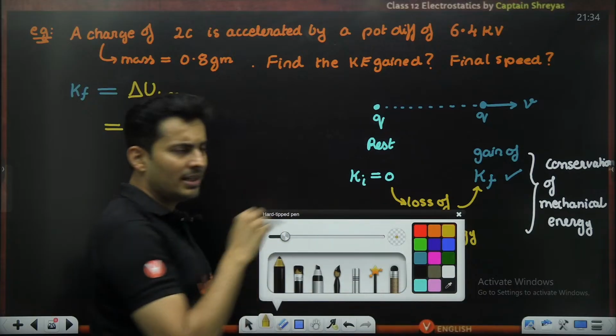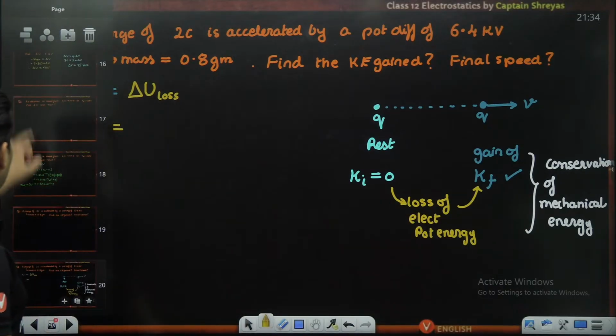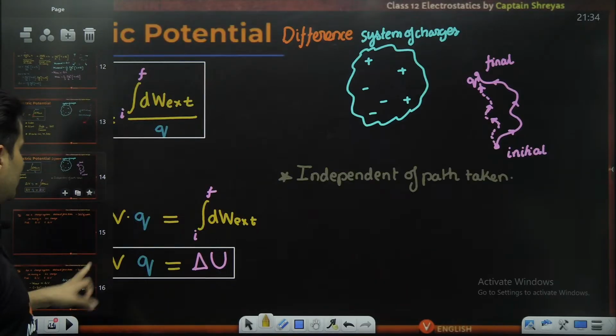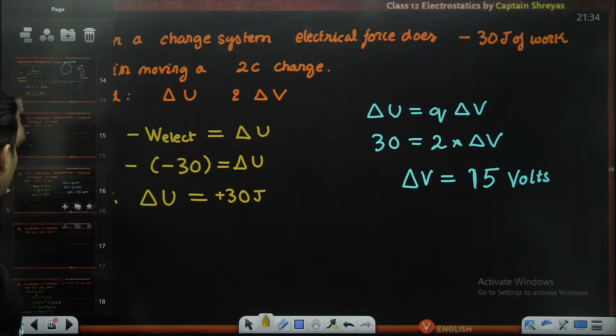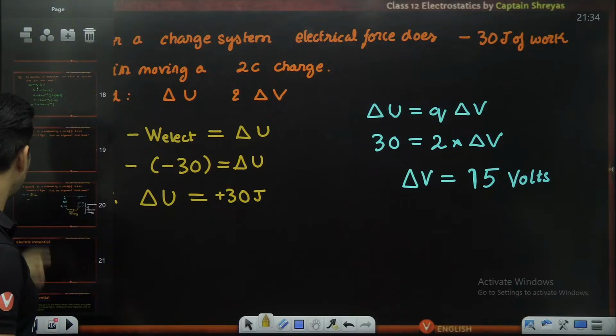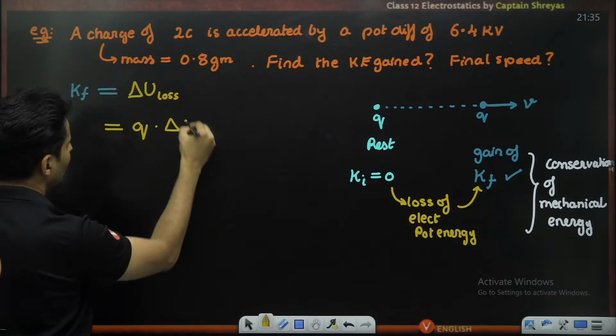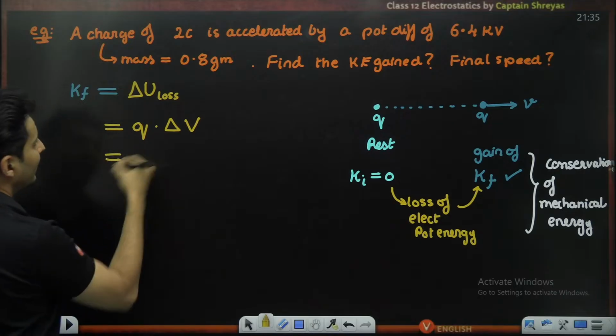Oh, is it? What is that answer? I just know that formula. That formula is charge into delta V. The potential energy change is charge into delta V. So why not use that over here? That is my thing. So why not write it as charge into the voltage difference? Perfect.